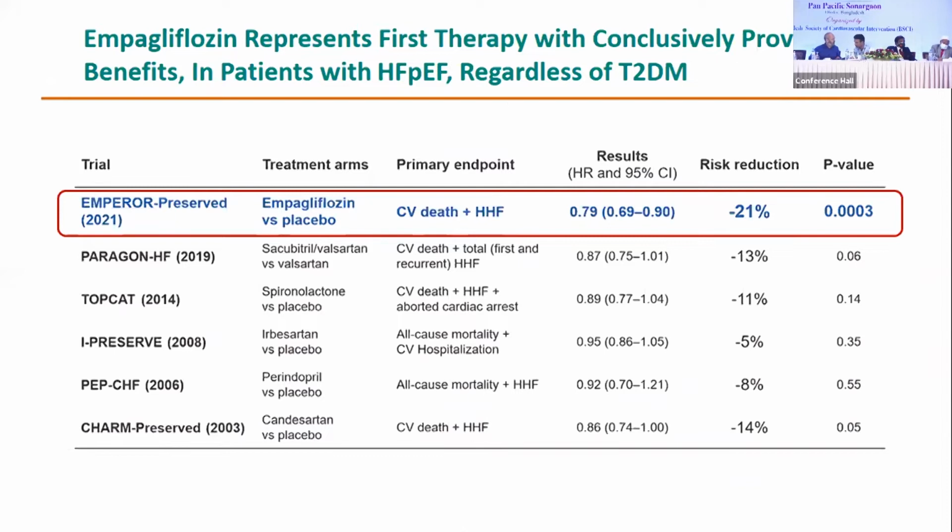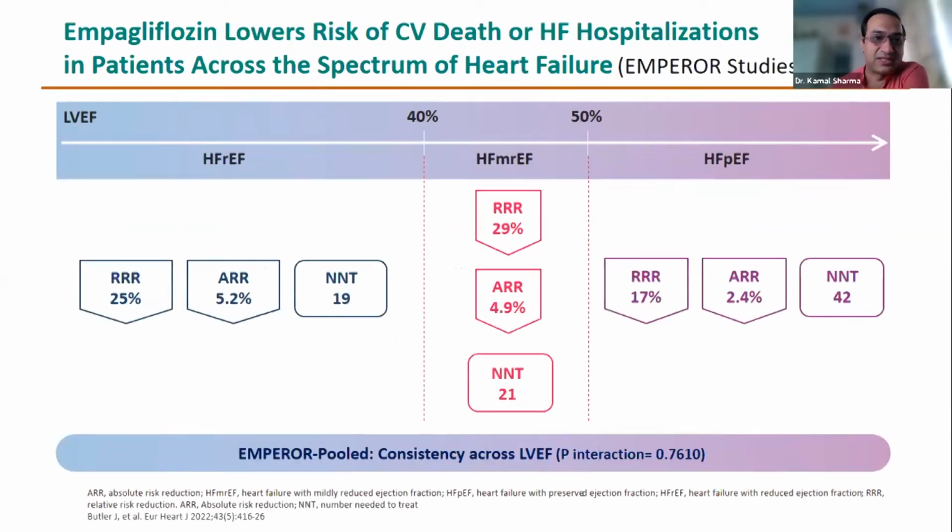So EMPEROR-Preserved is one therapy which has shown a risk reduction of 21% in CV death and heart failure hospitalization, significantly reduced as compared to other trials like PARAGON, TOPCAT, I-PRESERVE, PEP-CHF, or CHARM-Preserved, where some of them actually did not have significant reduction in terms of statistical significance. Now, when you look at this plotted across the ejection fraction, in patients with reduced ejection fraction the number needed to treat is only 19, in mid-range only 21, and in preserved only 42 to have a significant event reduction. And this is the pooled EMPEROR data across the spectrum.